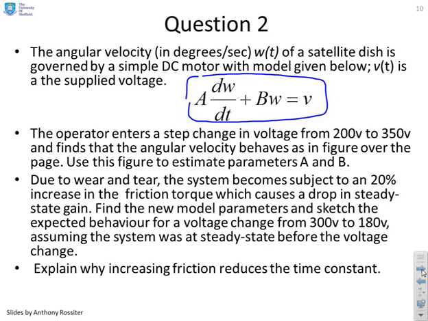And then, due to wear and tear, the system becomes subject to a 20% increase in friction, which causes a drop in steady state gain. Find the new model parameters and sketch the expected behavior for a voltage change from 300 to 180, assuming the system began at steady state. And finally, explain why increasing friction reduces the time constant.